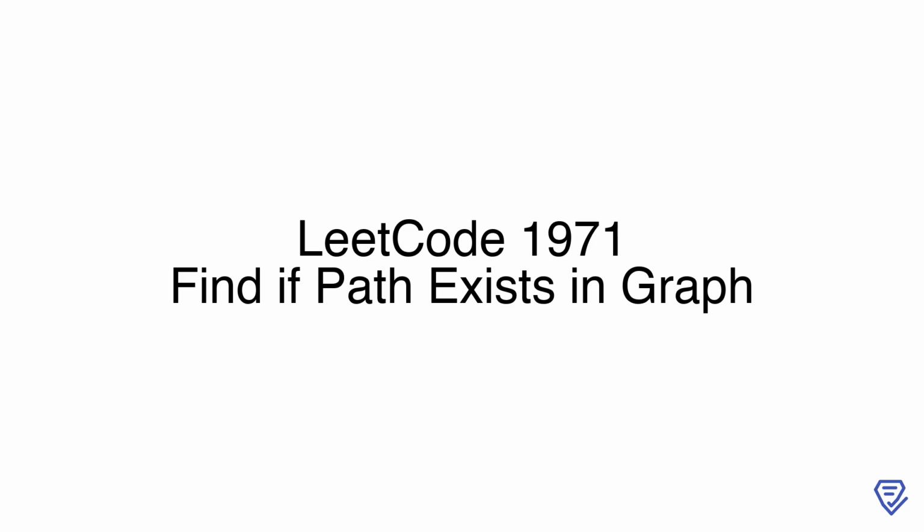Welcome! Today, we'll be tackling LeetCode problem number 1971, Find if Path Exists in Graph. This problem is a fun and practical exploration of graph traversal techniques. You'll get to strengthen your understanding of undirected graphs while applying algorithms like DFS or BFS to determine if two nodes are connected. Let's dive in.